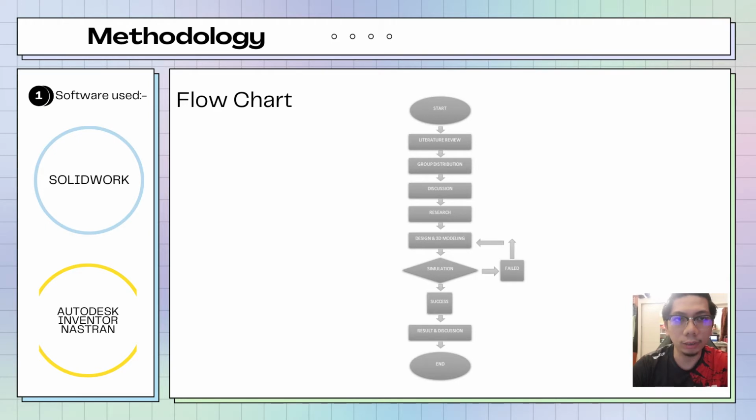After that, we continue with the 3D modeling using SolidWorks, and after we obtain the design, we can transfer it to another file and open it in Nastran analysis, so we can do the stress analysis there. After we run a few tests, if we fail, we need to restart again and edit the model. After a few tries we obtain what we want, and we can proceed with the result and the discussion. So that's all the process within this project.